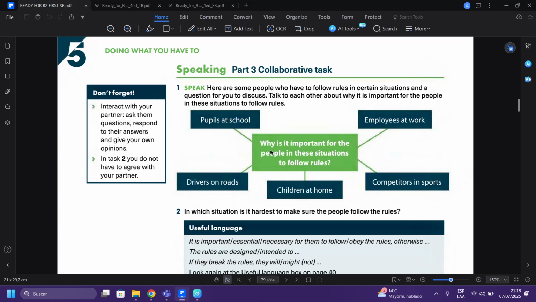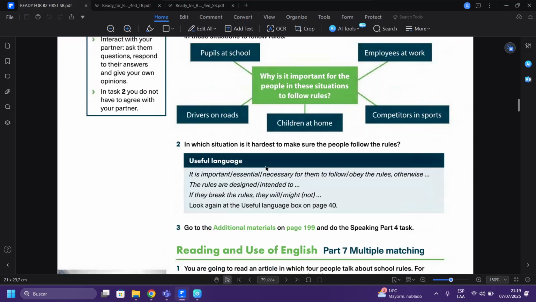Now we have to reach an agreement: in which situation is it the hardest to make sure that people follow the rules? Go ahead. Okay, in my opinion, I think it's the drivers on roads, because if you don't respect all the rules, you could be dead, and as well you can kill other people. Yes, of course. So we have an agreement on this one. Thank you so much, Daniel.